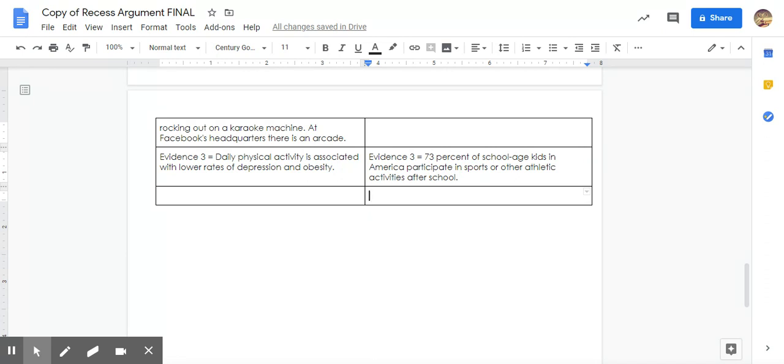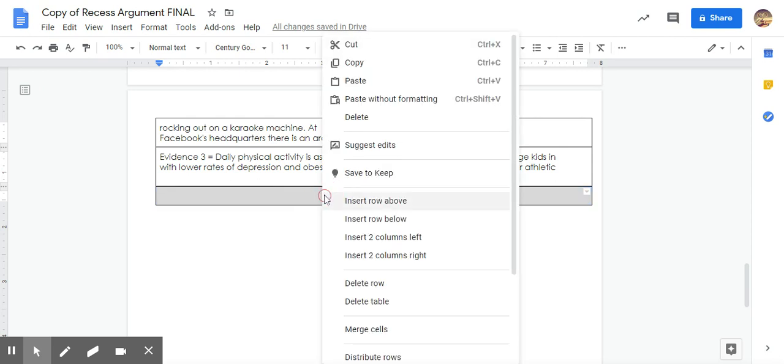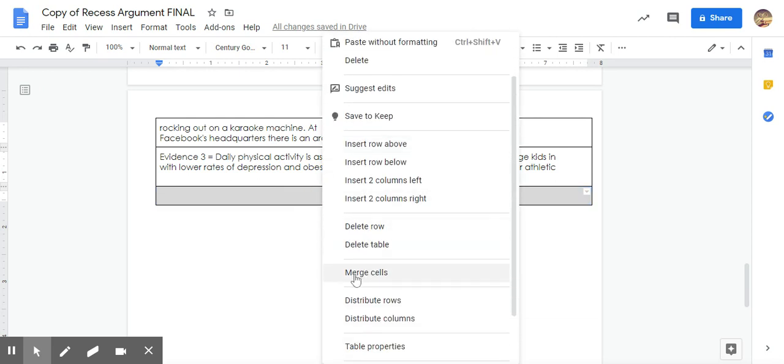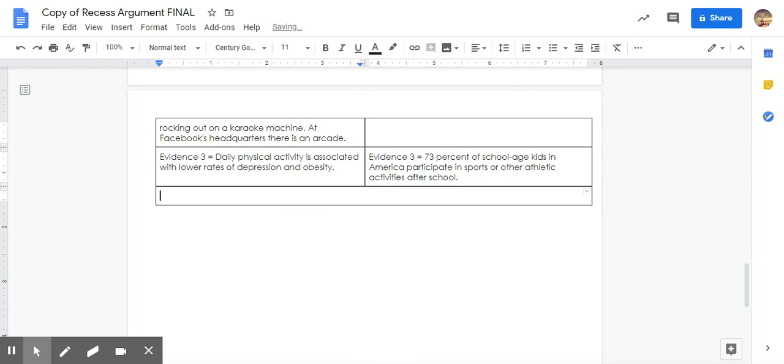So the last part of analyzing this argument is something that you already know how to do. We're going to look at it and decide which side had the stronger, more valid, better argument. And we're going to add this to the bottom here. The way that you need to do this is just highlight these 2 boxes, right click on it and click on merge. That way we have just the one box to write in.